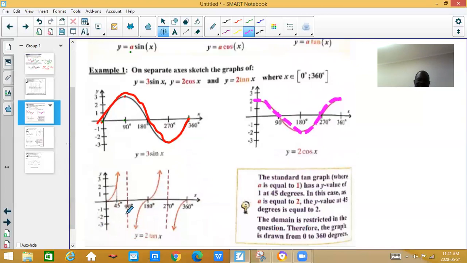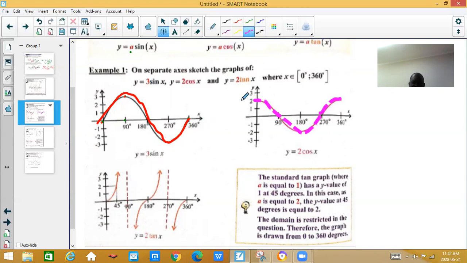Now let us go on to tangent. On tangent, when you plot the points, if x is equal to 0, tangent 0 is 0. 0 times 2, still the same. Now you go on to 90. If you say tan 90, it makes an error. It means here you have got a line of asymptote. Since you have a line of asymptote, you go on and find other values.